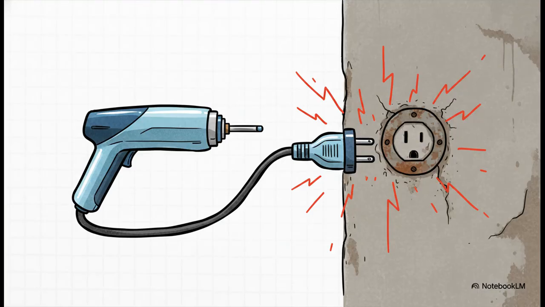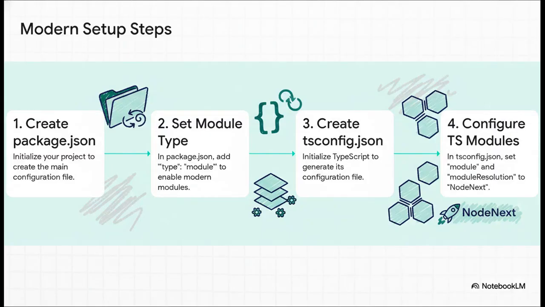Think of it like this. You just went out and bought a brand new high-tech power tool, but your workshop? It still has all these old, incompatible power outlets. It just won't work. We need to upgrade our workshop's infrastructure to support these modern tools. So, getting these settings right is absolutely crucial. Here are the 4 steps you need to take to upgrade your project.